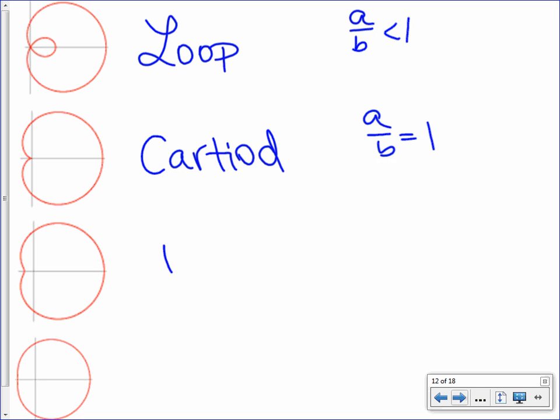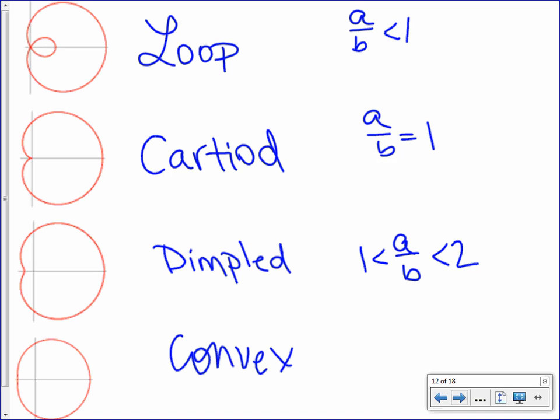Dimple. Cardioid. That's what makes me think cardiac. Let's do dimpled is what A over B is, and then this is convex.